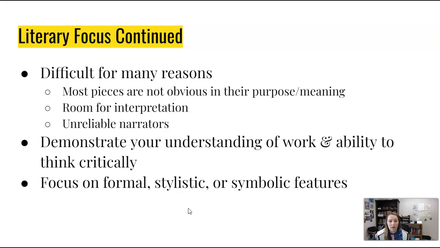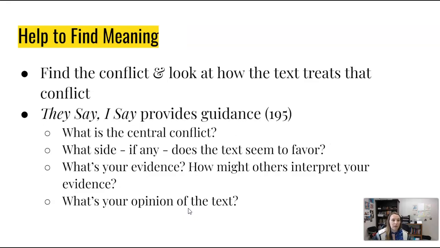You're doing great. You can choose to focus on formal, stylistic, or symbolic features. You have a wide range open to you to choose from. So how can I find meaning in this work? Well, you can find the conflict. Look how the text treats that conflict. So what's the main issue in the short story, the poem, the novel, the play, the essay, whatever. What's that main issue? And then how's it treated?